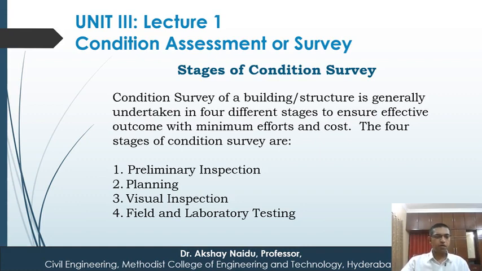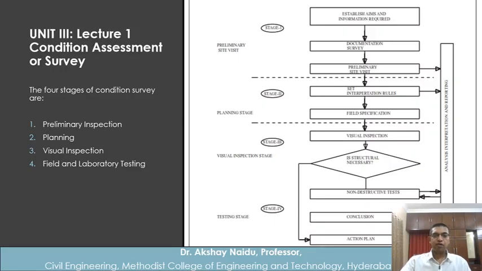Accordingly, the 4 stages of condition survey are preliminary inspection, planning, visual inspection, field and laboratory testing. Again, preliminary inspection, planning, visual inspection, field and laboratory testing. We'll see. So these 4 stages are summarized in this chart.